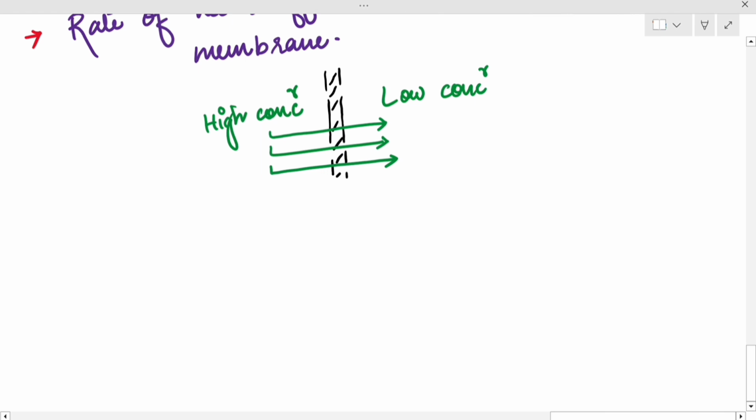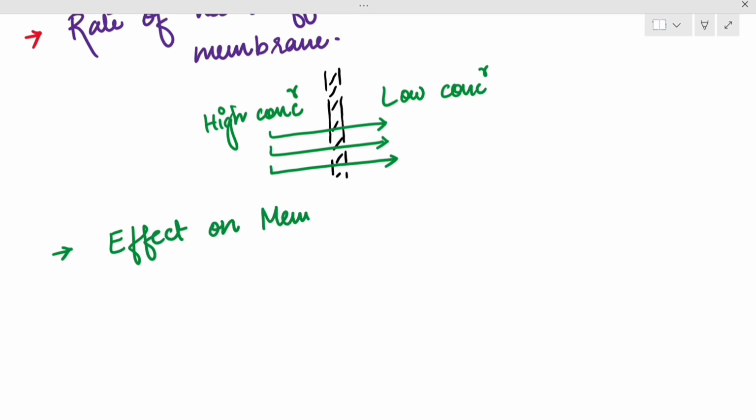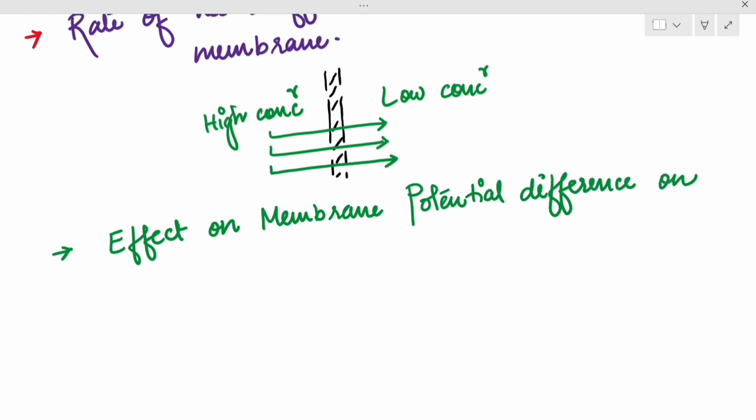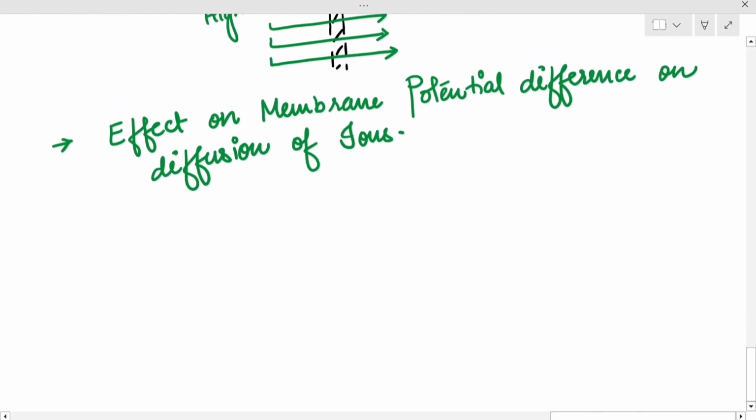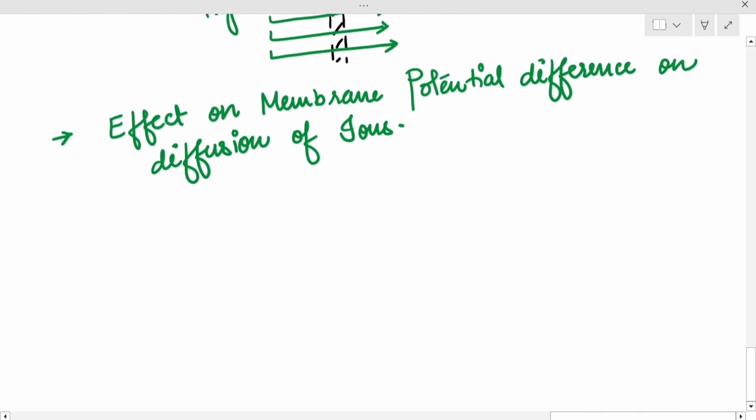Now, the effect of membrane potential difference on diffusion of ions. Ions. Right. Let's understand this statement.